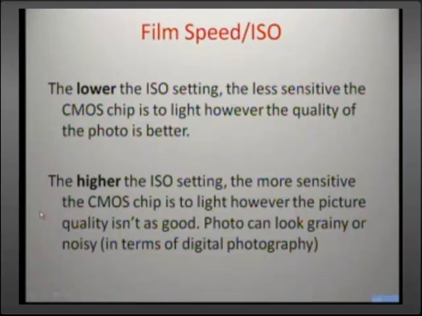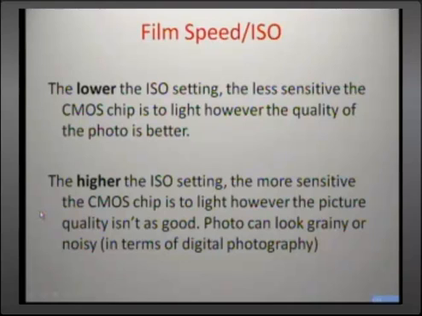And likewise then, the higher the ISO setting, the more sensitive the CMOS chip is to light. However, the picture quality isn't quite as good. The photo can look grainy or noisy, again, talking in terms of digital photography.